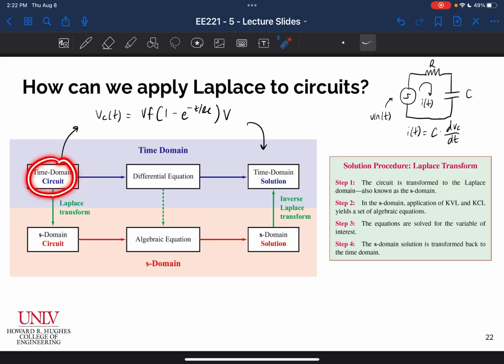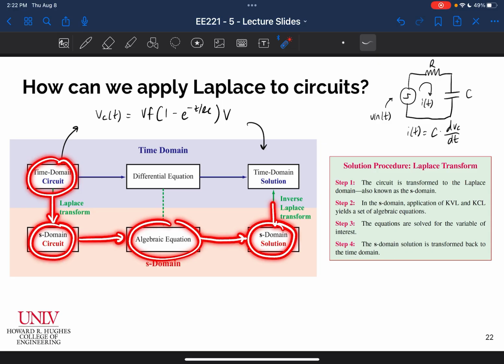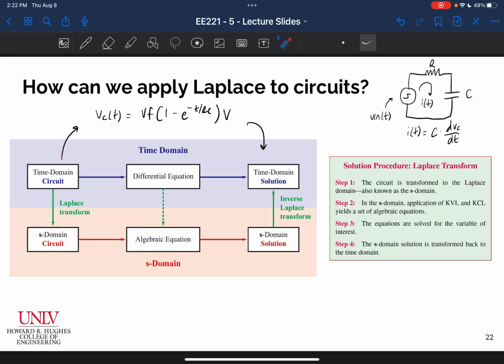Time domain circuit, Laplace transform it into the S domain, solve it using algebra, much easier than differential equations, and then take the inverse Laplace transform to get back to the time domain for our final solution, okay? I don't necessarily think this is super easy compared to differential equations. I think they're very different, and I think that differential equations can be difficult, but I also think that this can be quite difficult as well. So I don't think it's a 100% easier method, but it is an alternative method, and so we need to talk about it.